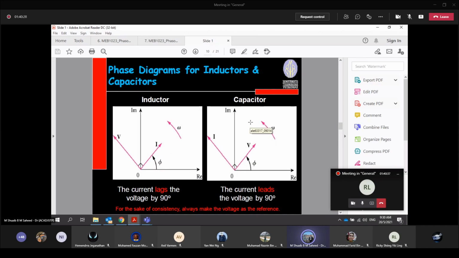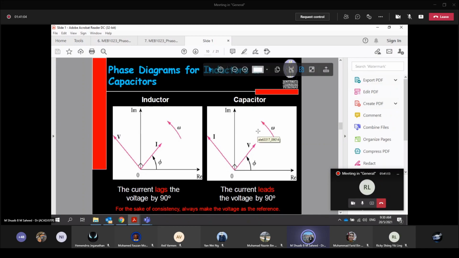So to make your life easier, always choose one of these as your main component. It is advisable to use voltage. Meaning if you know the inductor, just draw the V, the I at the back. For capacitor, you draw the V, the I should be at the front. That's it. Remember this for pure inductor and capacitor: the angle between them will always be 90 degree.